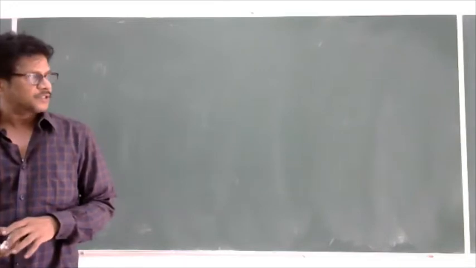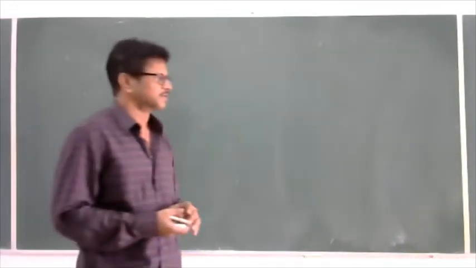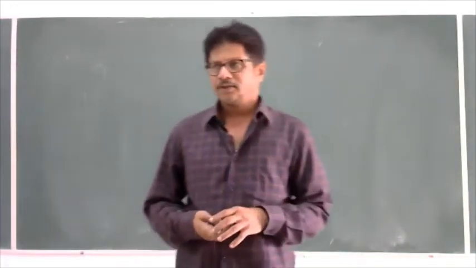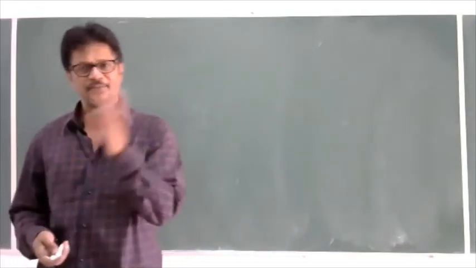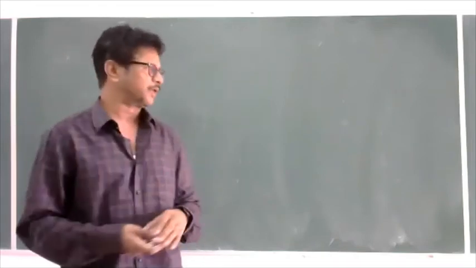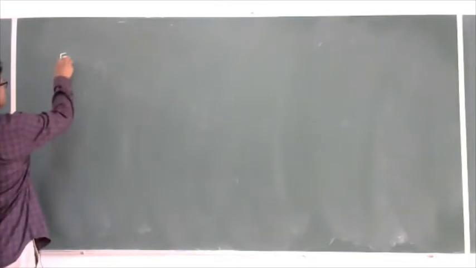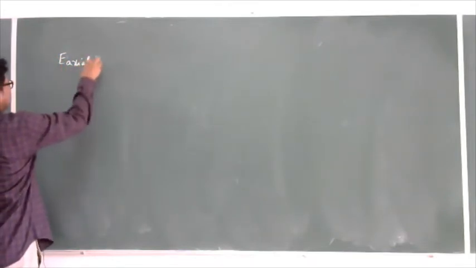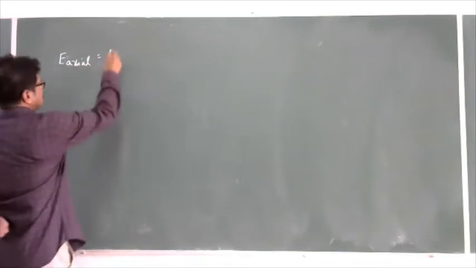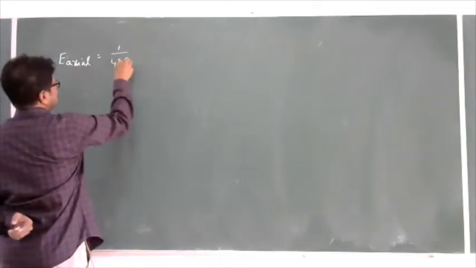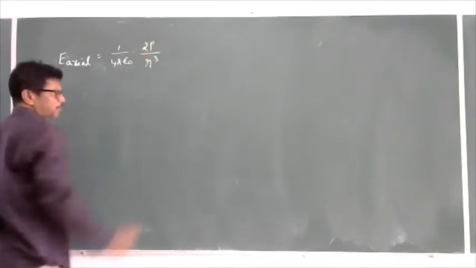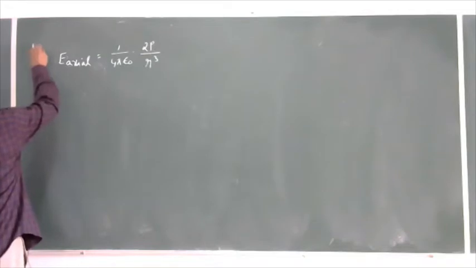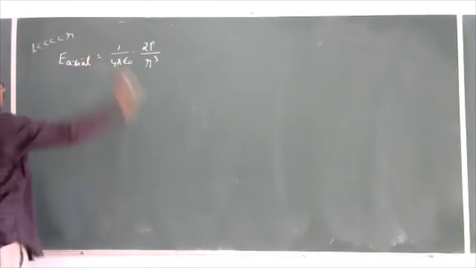And we also discussed the electric field because of a dipole, one on its axial line and one on the equatorial line. At the axial line, we got the electric intensity as 1 by 4 pi epsilon naught into 2p by r cube, that too if the value of L is much smaller than R.